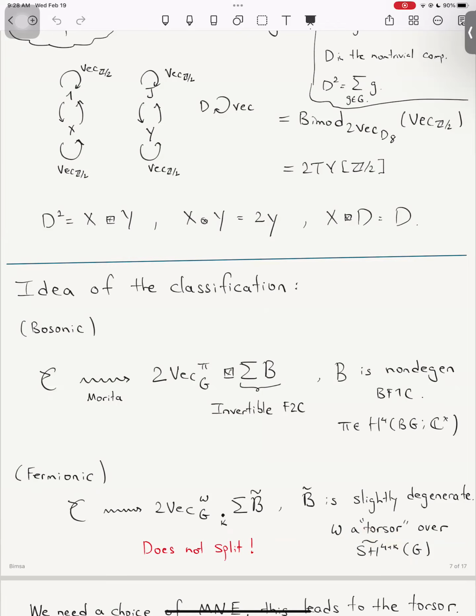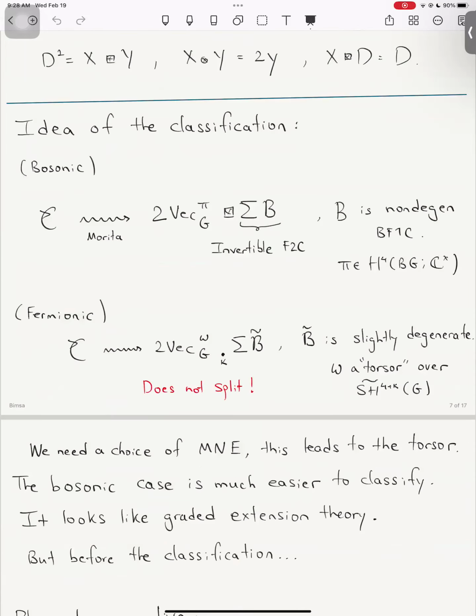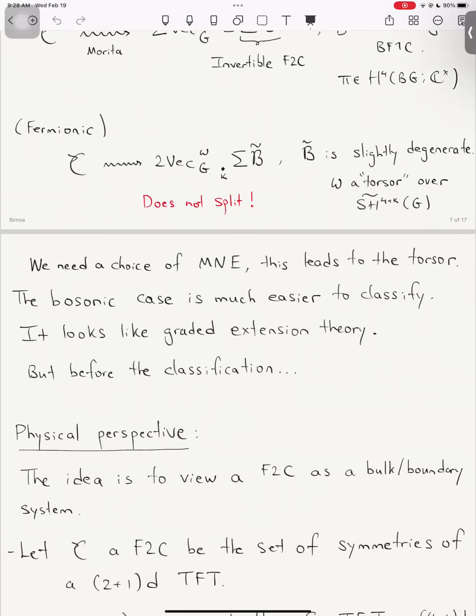But these two facts are already quite important. It really unpacks a lot of the data of the fusion 2 category. So, good.